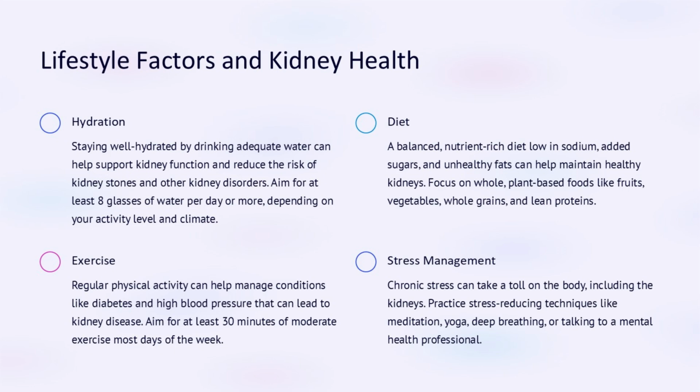Regular physical activity can help manage conditions like diabetes and high blood pressure that can lead to kidney disease. Aim for at least 30 minutes of moderate exercise most days of the week. Chronic stress can take a toll on the body, including the kidneys. Practice stress-reducing techniques like meditation, yoga, deep breathing, or talking to a mental health professional.